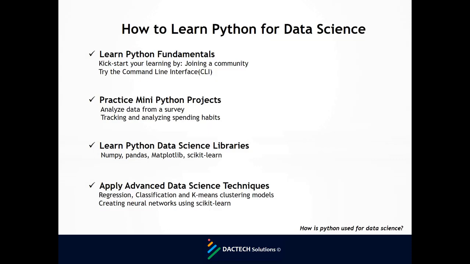Matplotlib is the default data plotting library, or visualization library, in Python. It's very, very cool. It shows you nice graphical images. And scikit-learn is the machine learning library, the default machine learning library in Python. It's used for prediction and advanced data science.